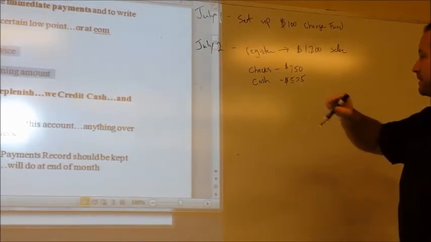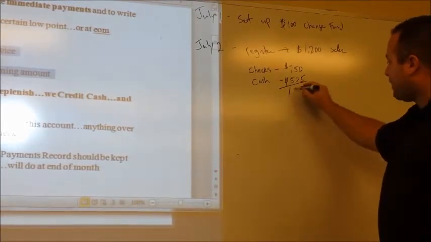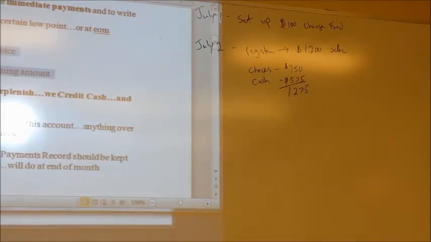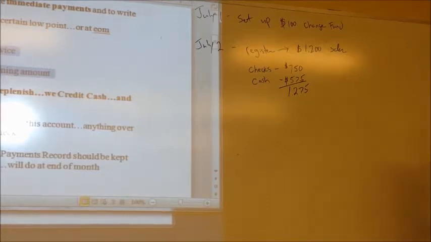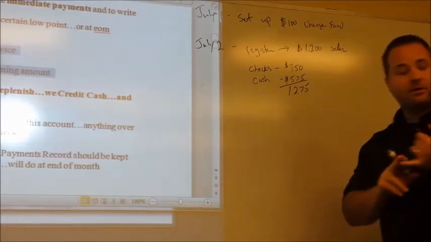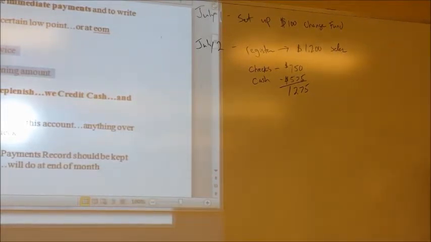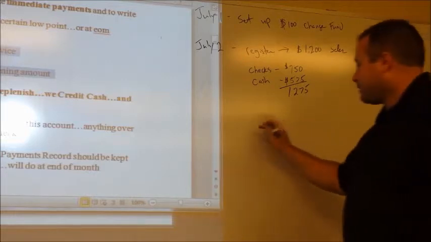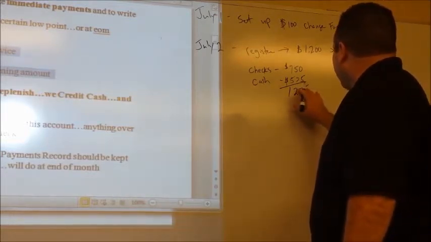Okay, so right now I have $1,325 that I just counted out of my drawer. I need to make the journal entry. What's my debit going to be? Debit of what? What'd I get? Yeah, I got 1325. 1325? Yes. Oh, okay.